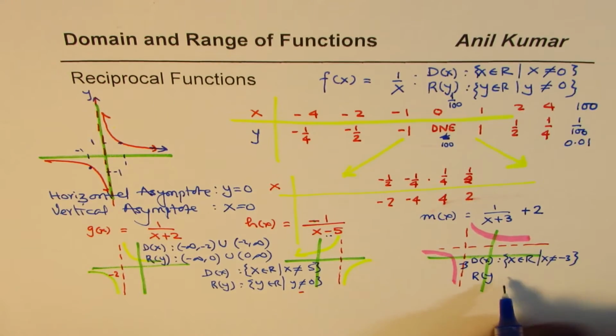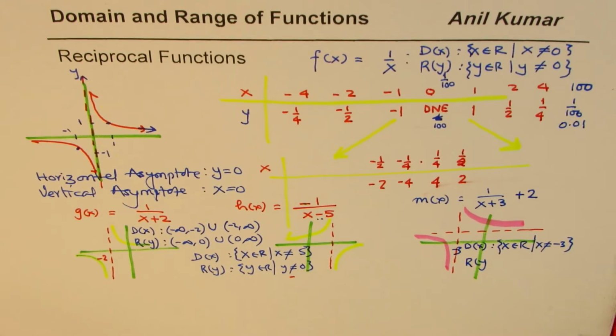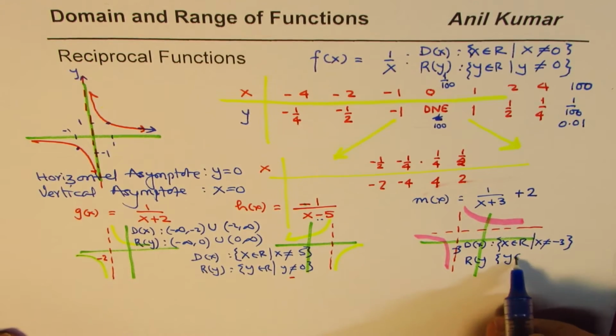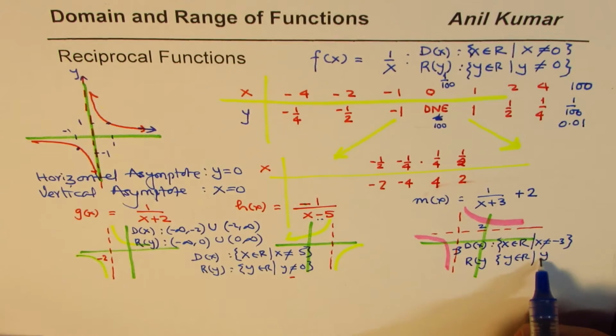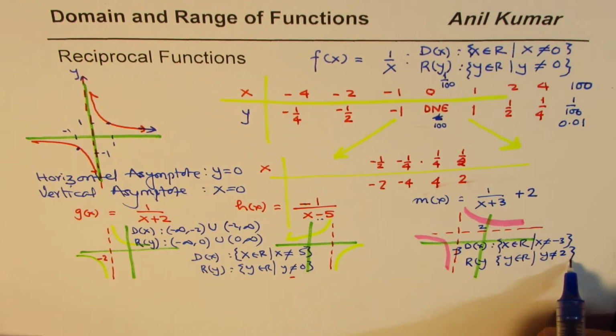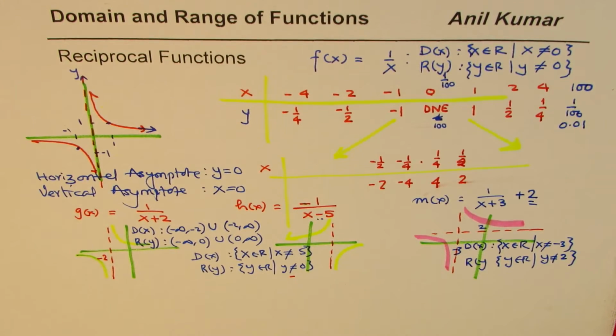As far as the range is concerned, let me push this page a bit to the front. y belongs to real numbers, but y is not equal to plus 2. y is not equal to plus 2. That becomes the horizontal asymptote. I hope this concept is clear.